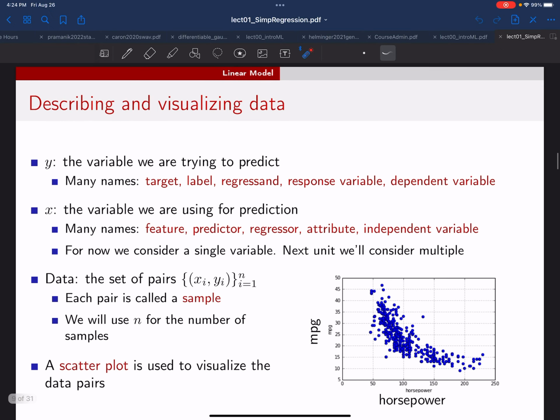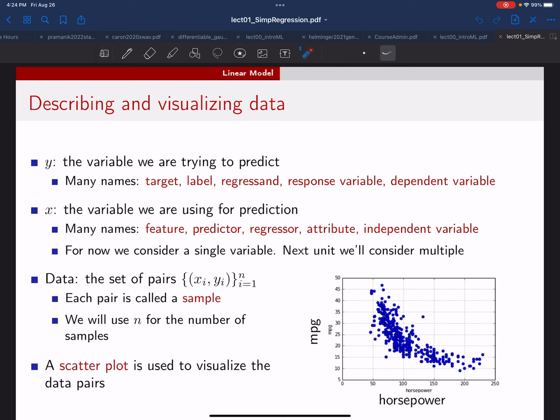So first, we have to get a bit of terminology down because terminology is important. We need to be able to speak the same language as other people doing this stuff. So here in this unit, we're making the problem really easy in that we're only going to predict one scalar quantity from one other scalar quantity. So there's just two numbers.